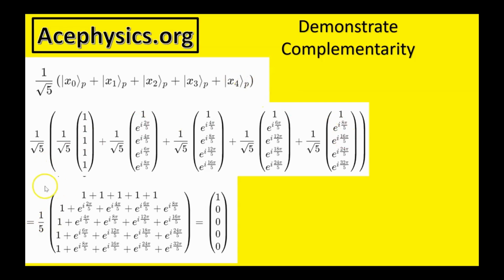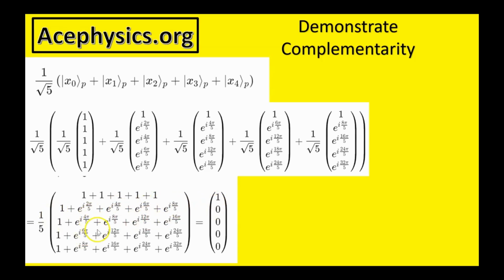I can factor out a 1 over 5. The top term is equal to 5, so 5 divided by 5 is 1. And each one of these is equal to 0 because the sum of roots of unity is equal to 0. 1 plus e to the i times 2 pi over 5, 4 pi over 5, 6 pi over 5, 8 pi over 5, that's equal to 0.